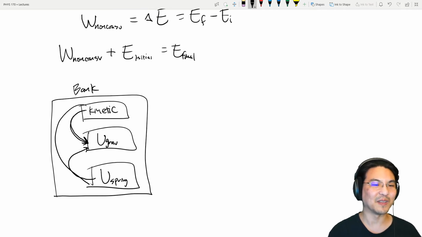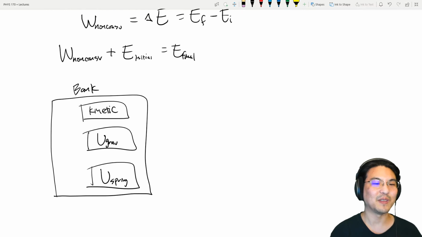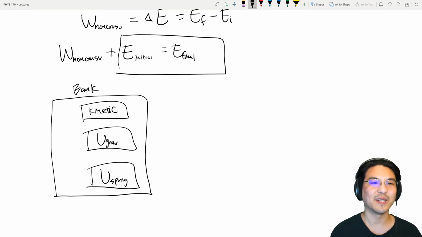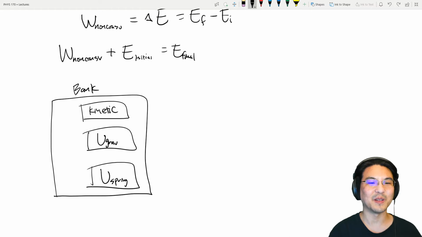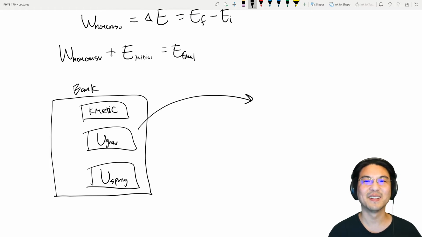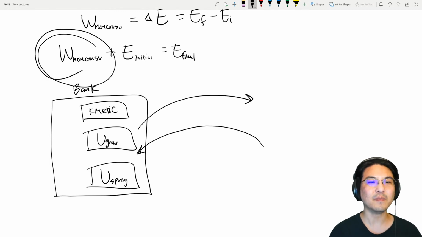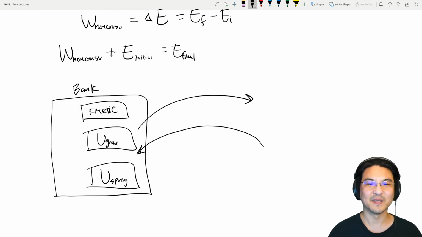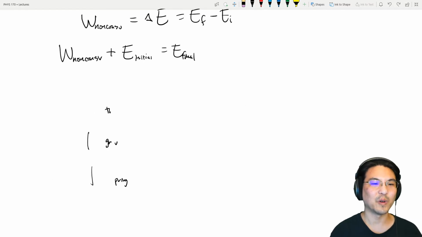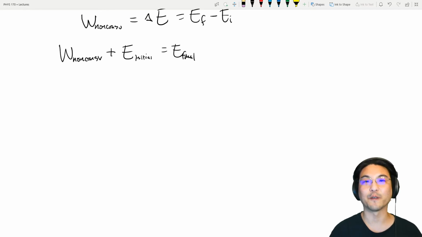Or, you can move like this. You can move money between the accounts. The total amount of money in the bank stays the same. So that's exactly what's happening here. Energy can change forms, but the total amount stays the same unless you come along and withdraw money from the bank or deposit money into the bank. And that's what this is. Okay, so one example of a non-conservative force that does work is friction.